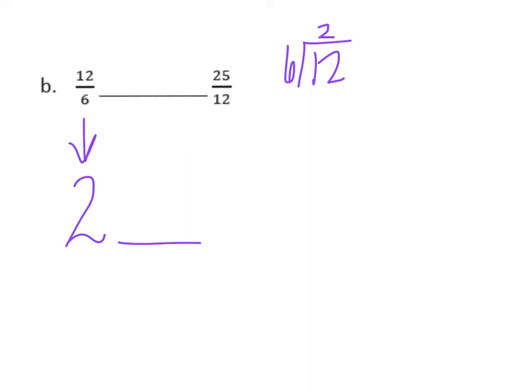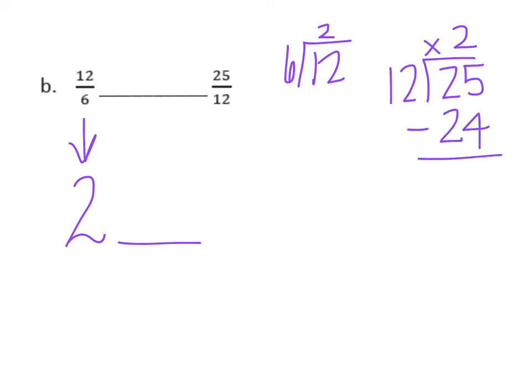Now I have 25/12. That is not a basic fact, so I'm going to go ahead and set up my long division. 12 goes into 25 2 times. 2 times 12 is 24. 25 minus 24 is 1. 1 is less than 12. There is nothing to bring down, so my remainder is 1. That means that my mixed number is 2 and 1/12.